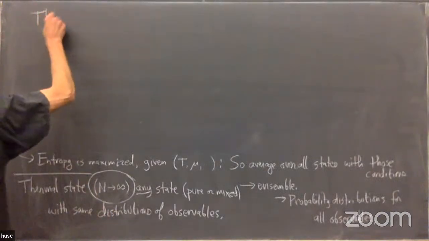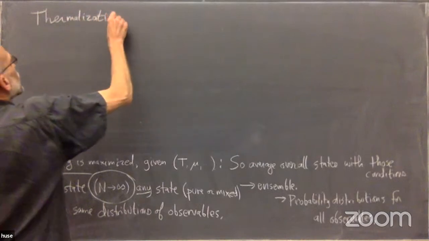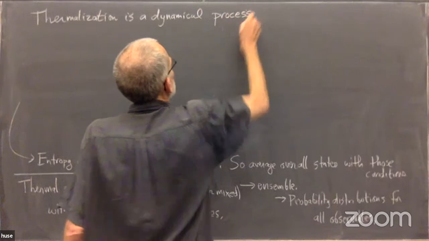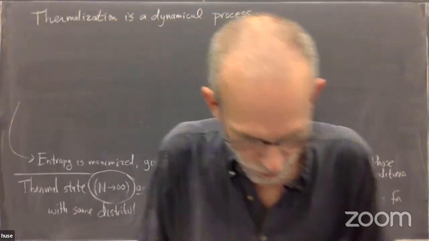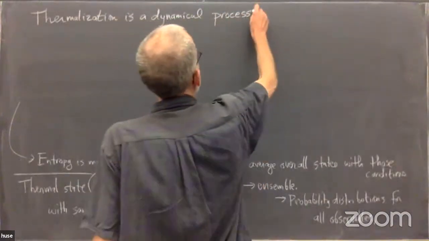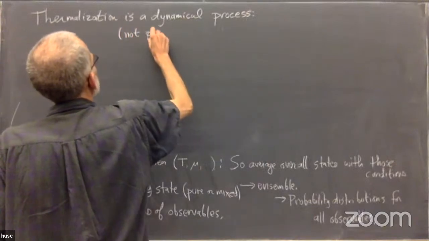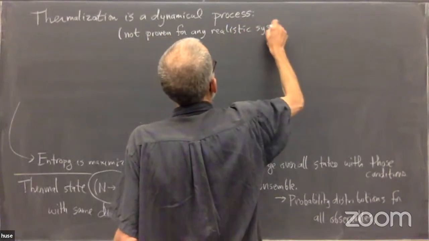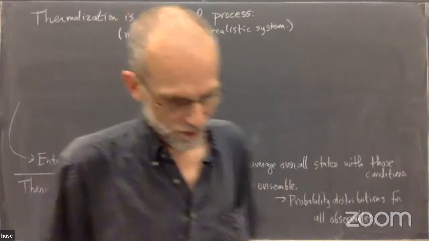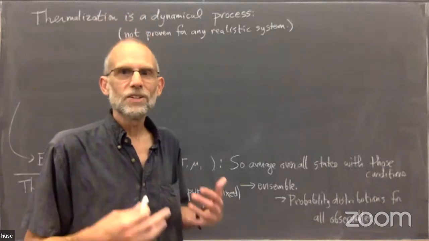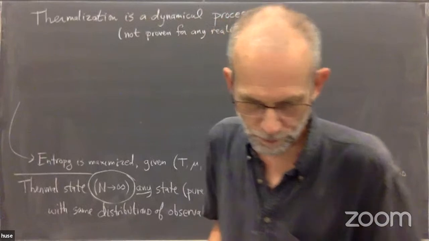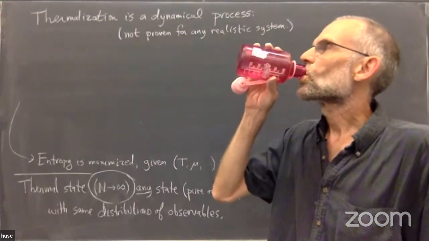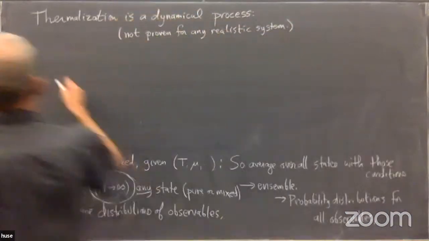Okay, so the next thing is thermalization is a dynamical process or question. We start in an initial state that's out of equilibrium. Let me just say a couple more things. First of all, it's not proven for really any realistic system. But it's well documented, it's pretty well understood theoretically and pretty well demonstrated for many systems numerically. But it's too hard to just do it analytically and prove it.